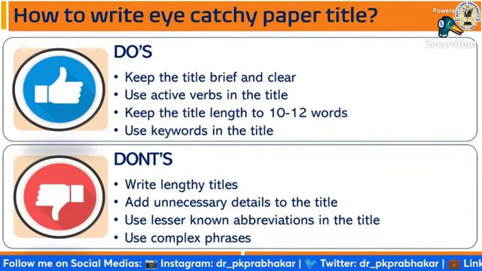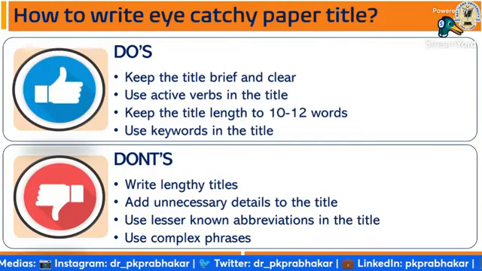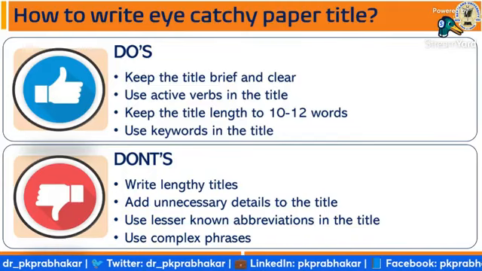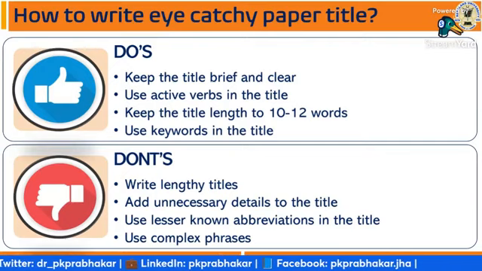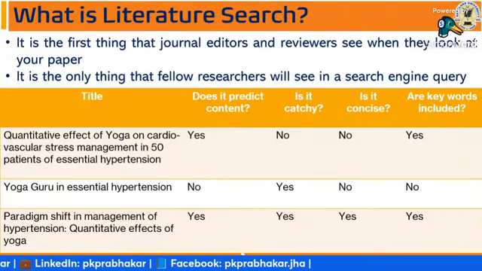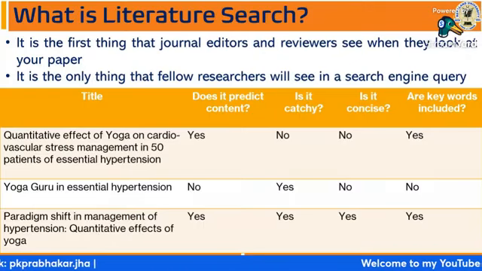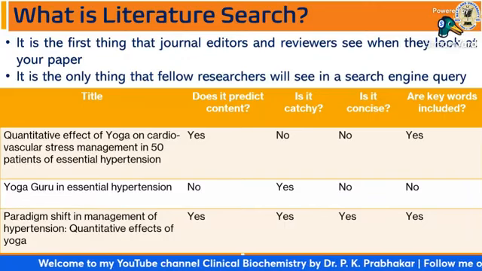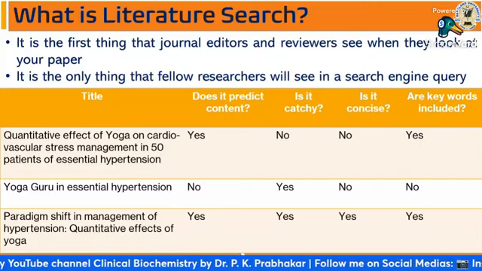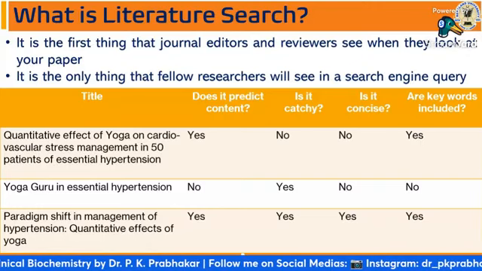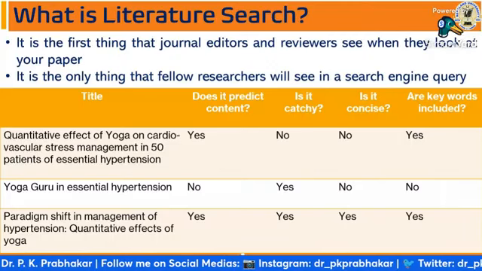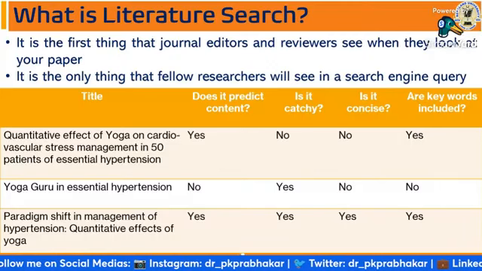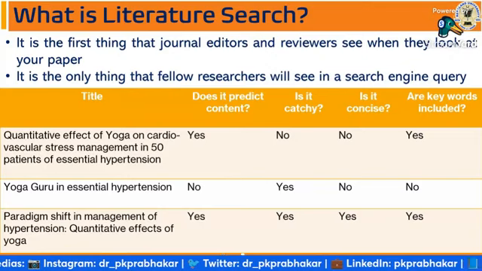So don't write lengthy titles, don't use unnecessary details in the title, don't use lesser known abbreviations, or complex phrases. These things should be avoided in titles. The title is the first thing that journal editors and reviewers see when they look at your paper. So when you submit your paper to different journals, the first thing that comes in front of the reviewers or editors or the readers is your title. And then if they are interested in the title, the abstract comes. So the title should be very eye-catchy.